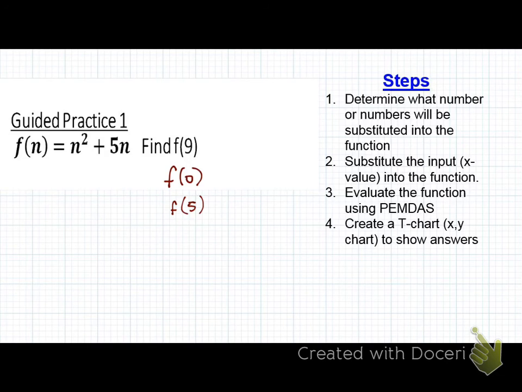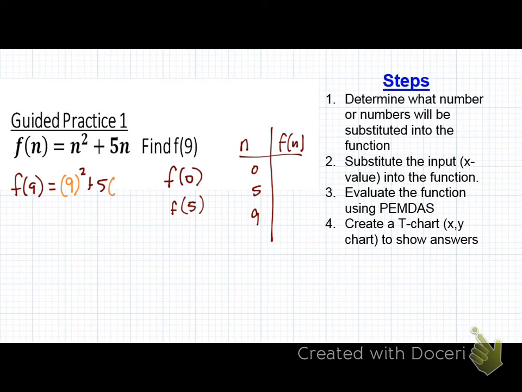And I want you to write your answers in descending order. So what I mean by that is, you're going to write your T-chart like this, where you have 0, 5, and 9 on the left. Work this one out. It's bigger numbers, but we can do this, okay? This one's like number 4. And just to get you started, if you're going to do f of 9, you should put in 9 squared plus 5 times 9, right? This is to get you started.